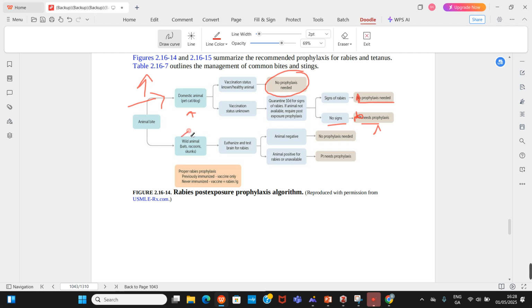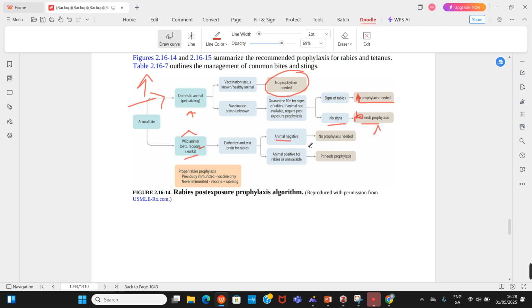So if the person is bitten by a wild animal like a bat, skunk, raccoon, we need to know the animals that actually have a high risk of carrying rabies. So the bat, the skunk, and the raccoons. So what you do is that you want to euthanize the animal. You want to capture the animal and kill it, and subject the brain specimen to analysis and check if there's rabies there. So you euthanize and you check the brain for the negri bodies for rabies.